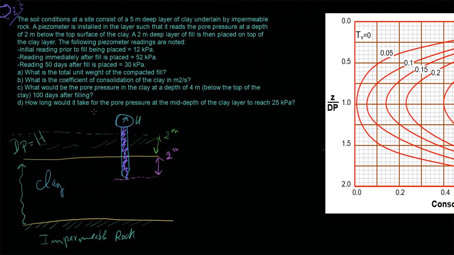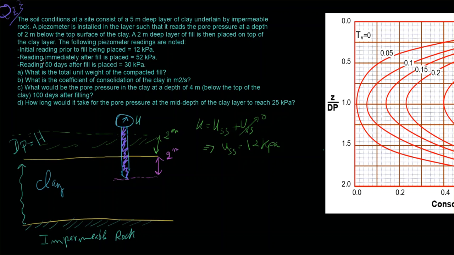So before placing this fill, we've registered a reading of 12 kPa. So before applying a surcharge, basically the reading that we have is U. So U without any surcharge is equal to U_ss plus U_xs, right? With no surcharge, the U_xs turns to 0 and U is only U_ss. So therefore, I could conclude that my steady state pore water pressure is 12 kPa.